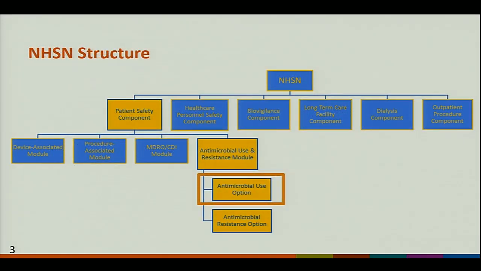For those of you that may not yet be participating in the AU option and are curious to know how that fits in with the rest of NHSN, this slide has the current NHSN structure. You can see there are quite a few components. Within the patient safety component, many of your facilities are probably already submitting your HAI data. The AU and AR options are housed within the AUR module. So today we're just going to be talking about the AU option.